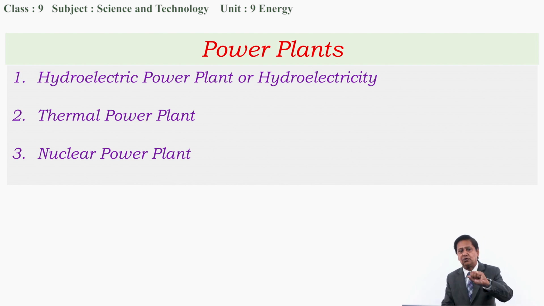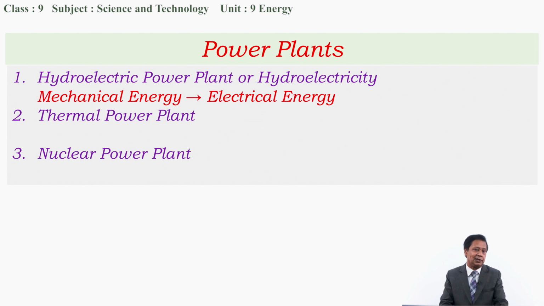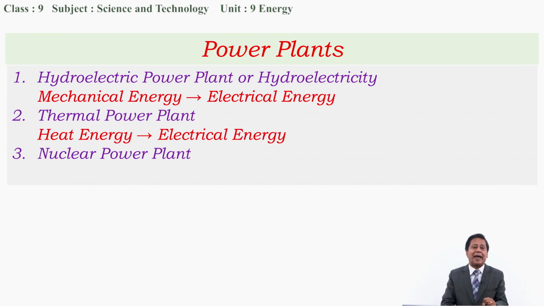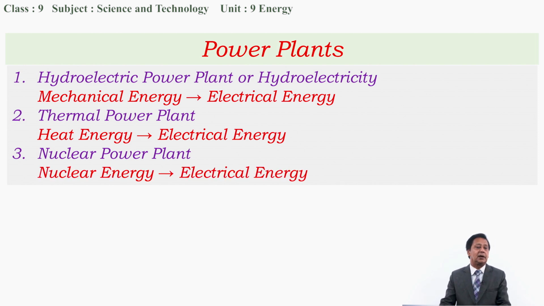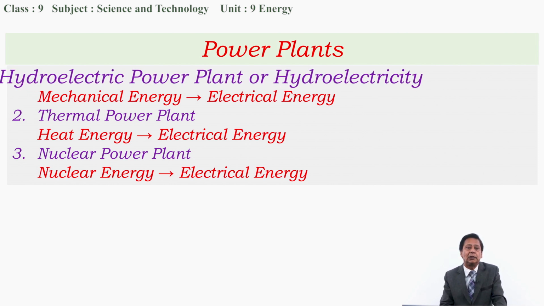Among them, the hydroelectric power plant converts mechanical energy into electrical energy. In a thermal power plant, heat energy converts to electrical energy. In a nuclear power plant, nuclear energy converts to electrical energy. But today our focus is on hydroelectricity only. We'll learn in detail about the thermal power plant and nuclear power plant in class 10.